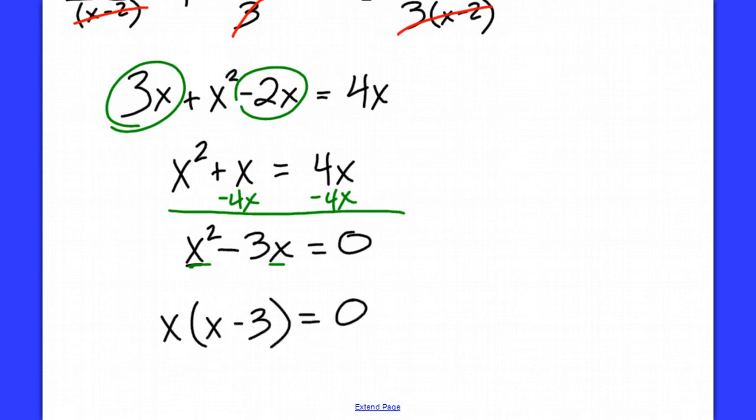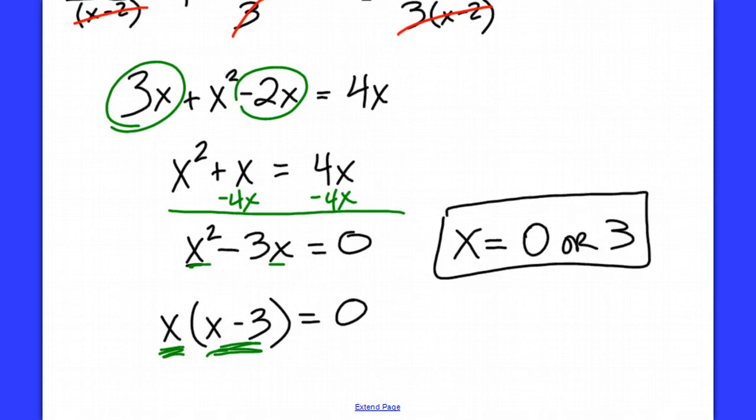So then we'll identify the factors as x and x minus 3, and we want to see what values of x would make either of these factors equal to 0. So what value of x would make this factor equal to 0? Of course, it would be 0. What value of x would make this factor equal to 0? That would be 3. So we've got x is equal to 0 or 3.